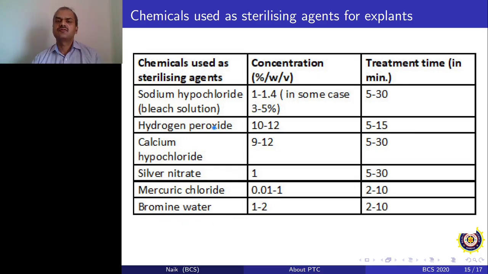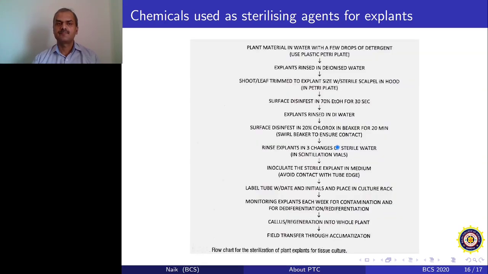I have seen used by many people, but since they are comfortable handling the concentration, their protocols are heavily optimized. But if you are a beginner, and at least in India, I think the best choice I would say is sodium hypochlorite treatment. If you have calcium hypochlorite, that is also good. These two sterilizing agents work really well for explant sterilization, at least in India.